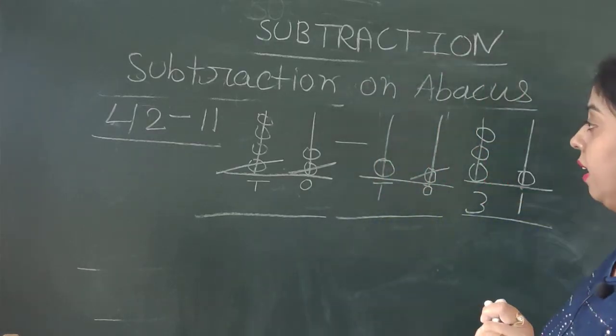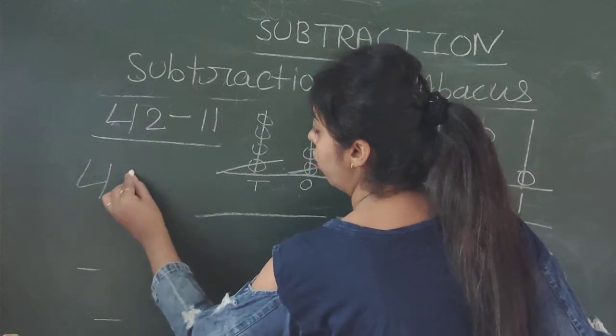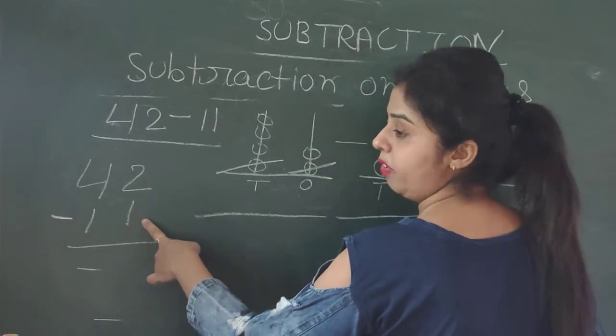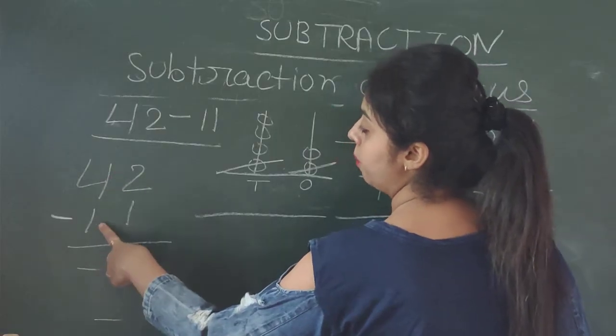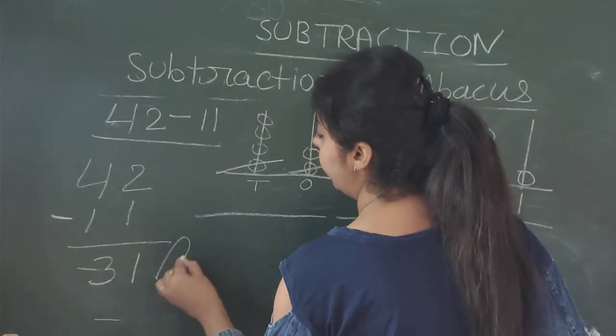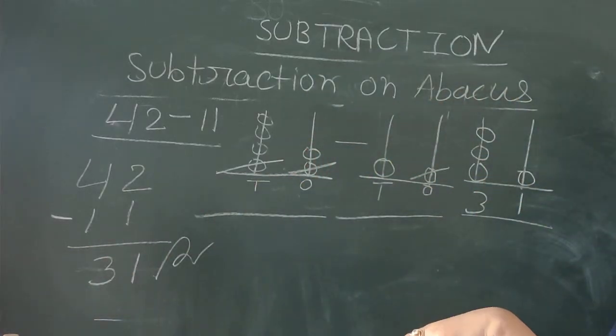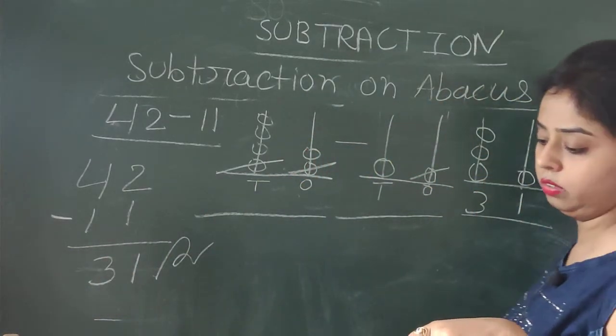31 is this the right answer? So 42 subtract 11: 2 subtract 1 is 1, 4 subtract 1 is 3. 31 is the right answer. Okay, right now do it fast.